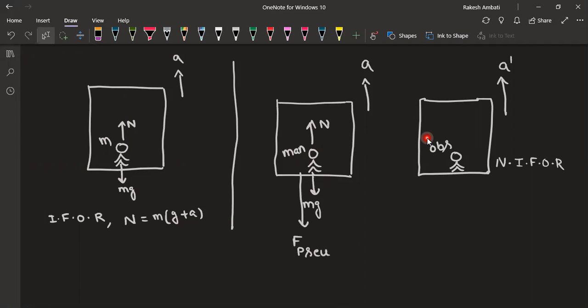Try to recall how to find the pseudo force. Do we have to write a minus sign? No, sir, not necessary. So m into what, A or a dash? A dash. Why? Because pseudo force is equal to mass into the acceleration of the non-inertial frame. What is the acceleration of the non-inertial frame here? A dash. So that is the pseudo force.